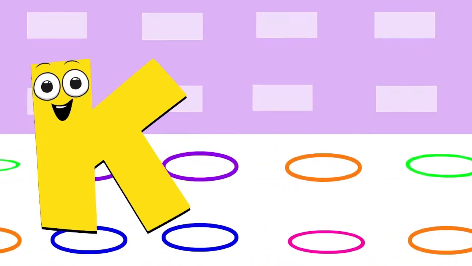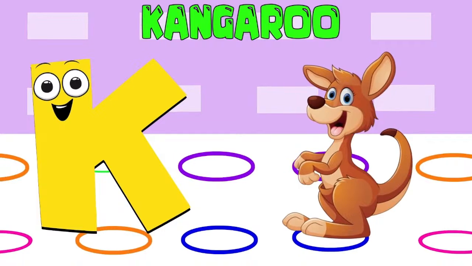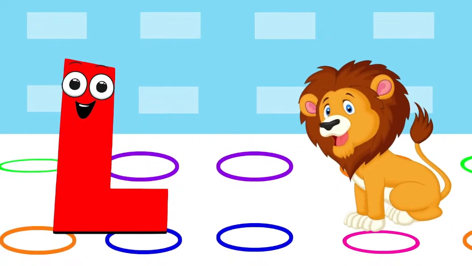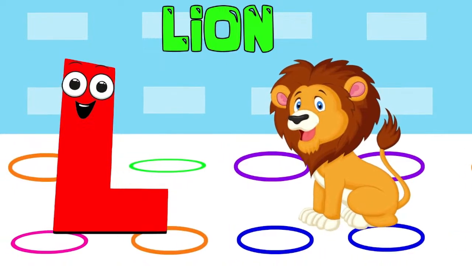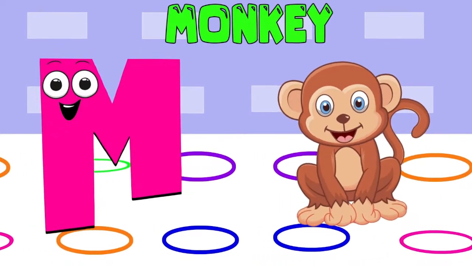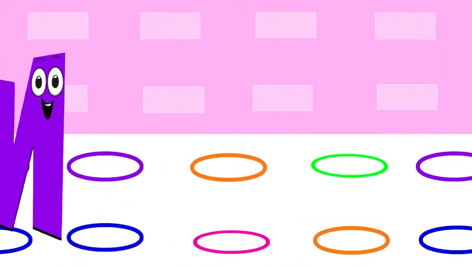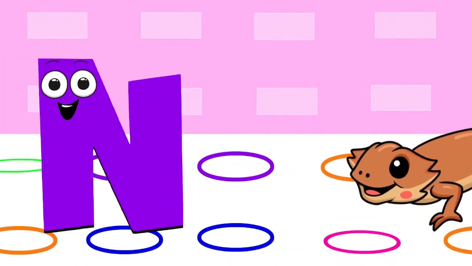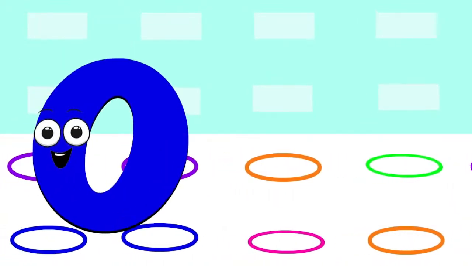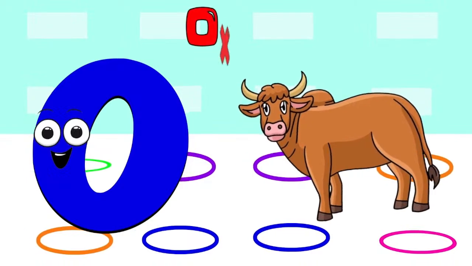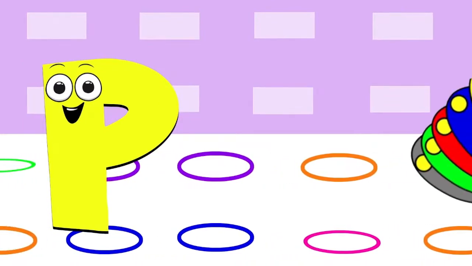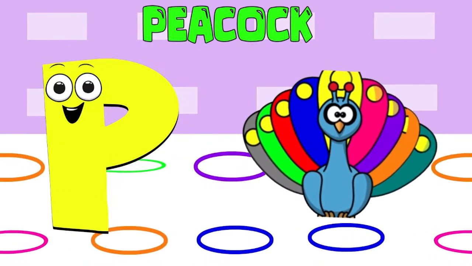K for kangaroo. L for lion. M for monkey. N for newt. O for ox. P for peacock.